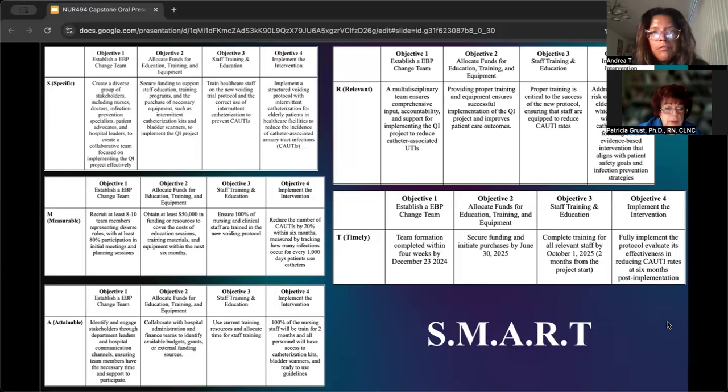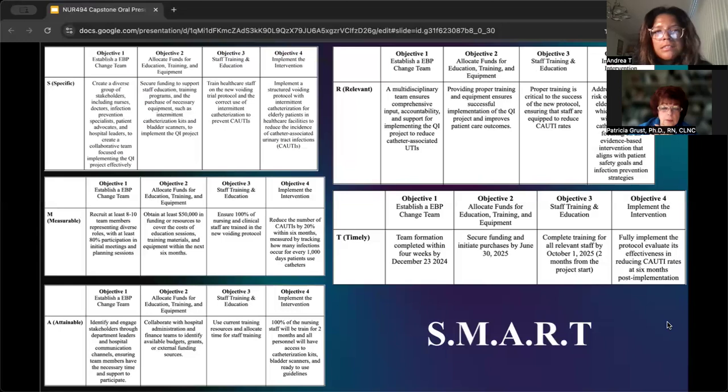Our objectives will be realistic and achievable, taking into account the resources and capabilities of our team, ensuring we stay motivated and focused. R stands for relevant. Every objective will be directly related to our overall goals, ensuring that our efforts contribute meaningfully to the larger mission of our project. And T stands for timely. We will set deadlines for each objective to create a sense of urgency and keep the team accountable, helping us to prioritize our tasks effectively.